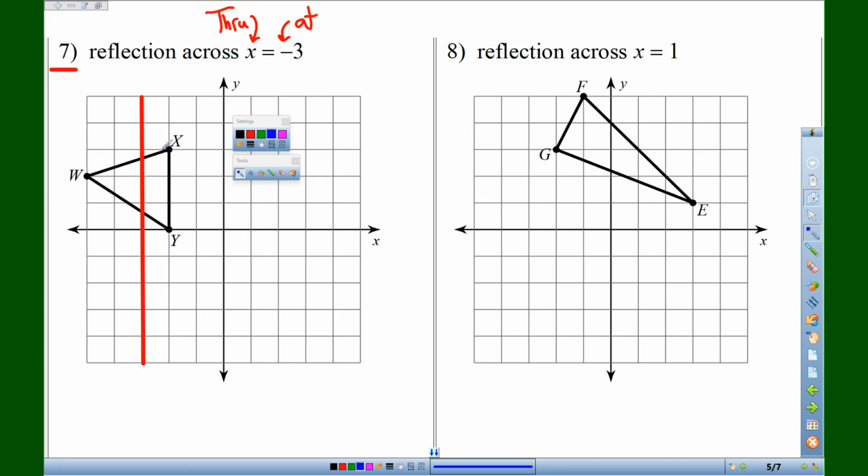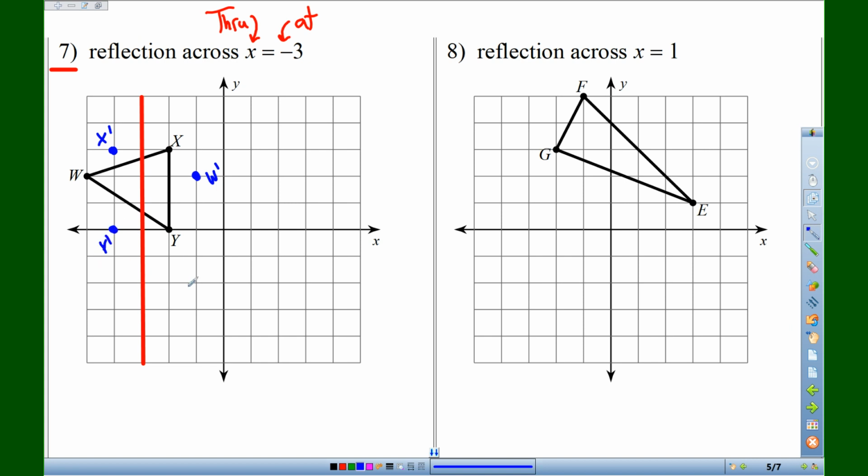Okay, but from here, reflecting the points is pretty straightforward. X is 1 to the right, so it's going to reflect 1 to the left. Make sure you're naming these points. Don't get lazy on that. W is 2 to the left, reflect 2 to the right. And Y is 1 to the right, reflect 1 to the left.